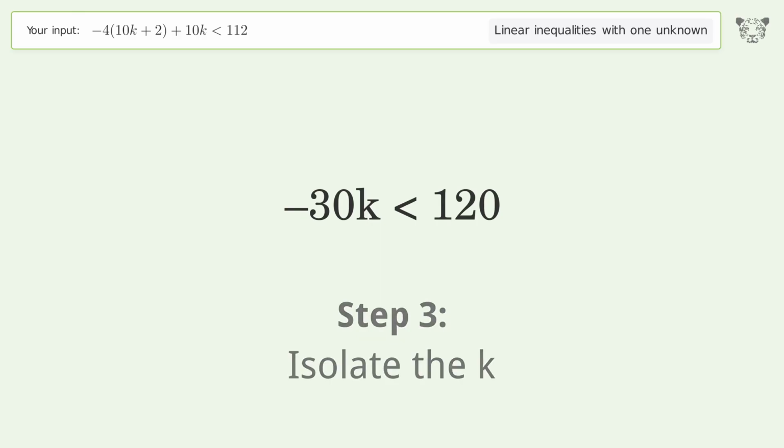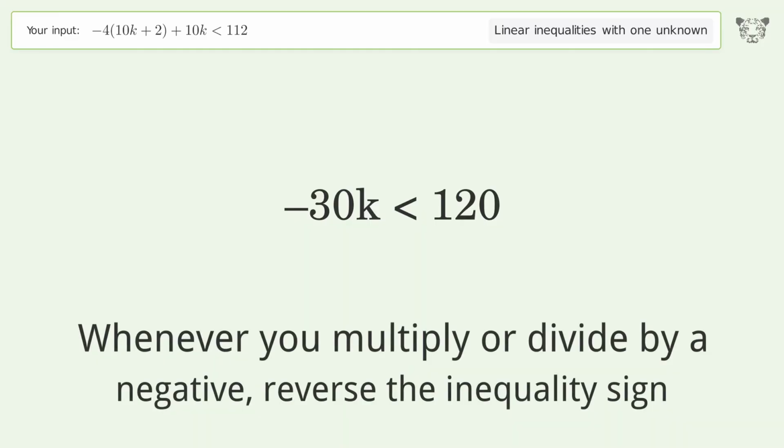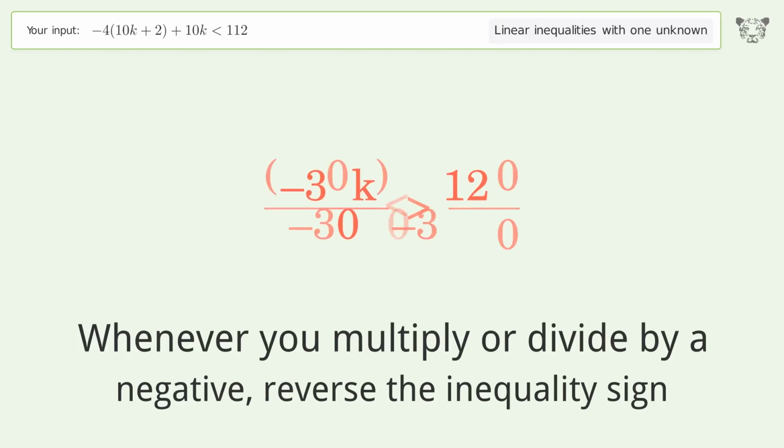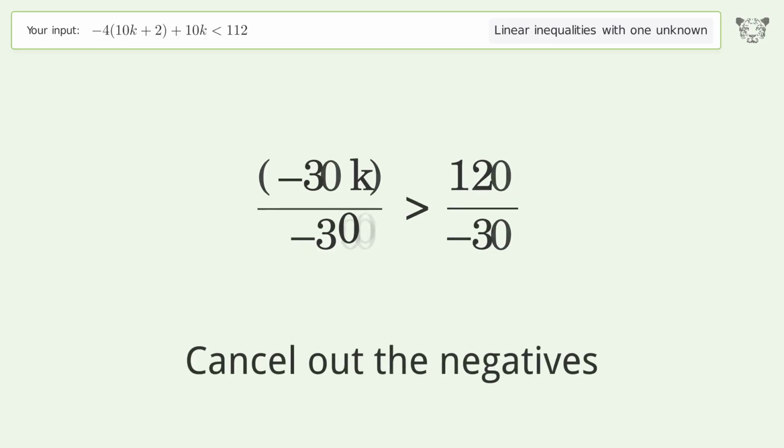Isolate the k. Divide both sides by -30. Whenever you multiply or divide by a negative, reverse the inequality sign. Cancel out the negatives.